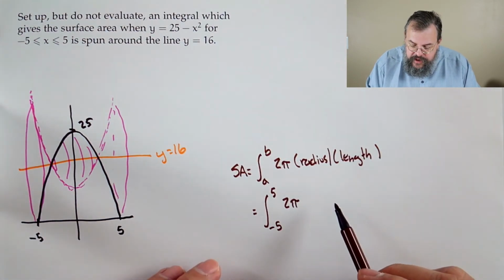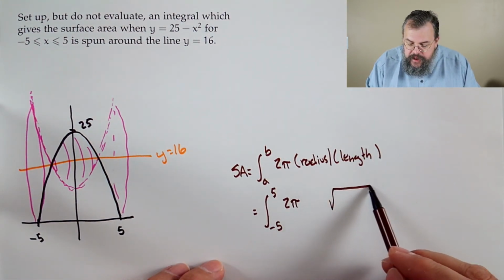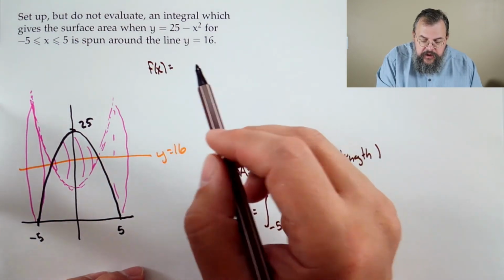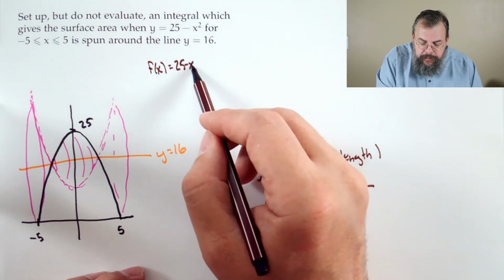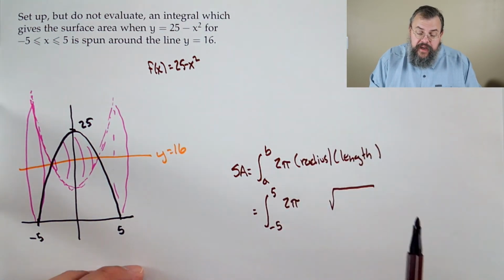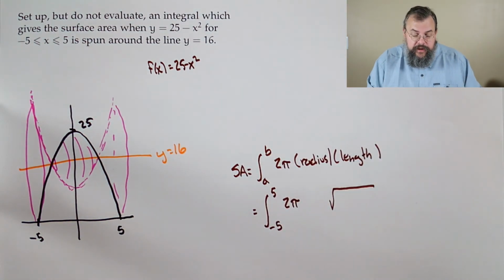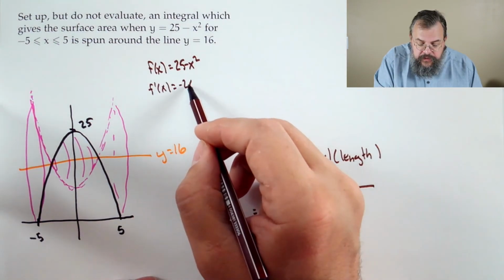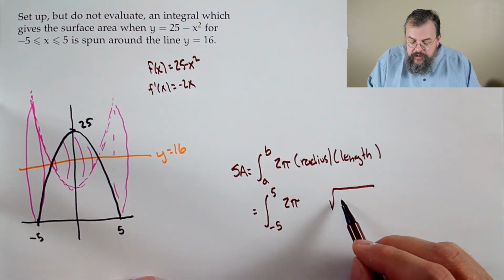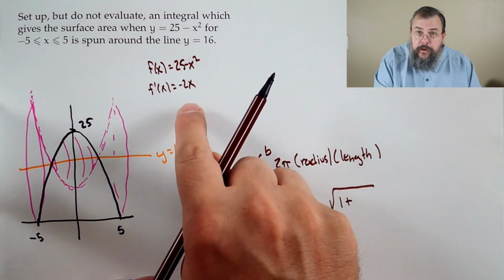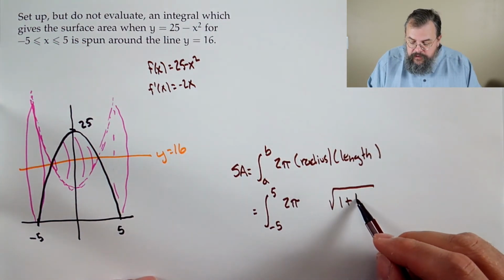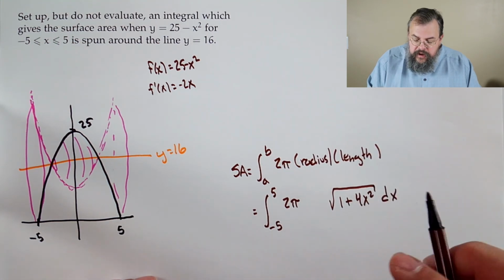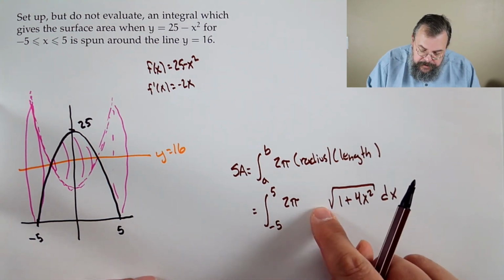Well, that's actually pretty straightforward. That would be the square root of, if we think of our function here as 25 minus x squared, and I probably should have said this explicitly, we're integrating with respect to x because everything is given in terms of x. Then our derivative is a very straightforward function too. That's negative 2x. So if I square that, that would be 4x squared. It goes here. And then we have a dx, which leaves us with this part here.